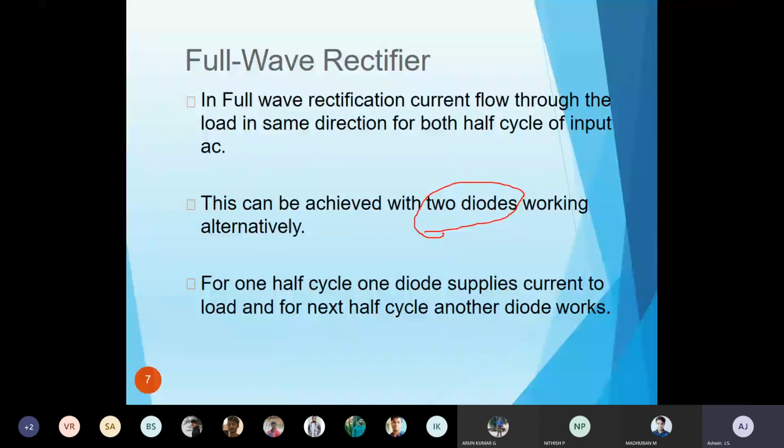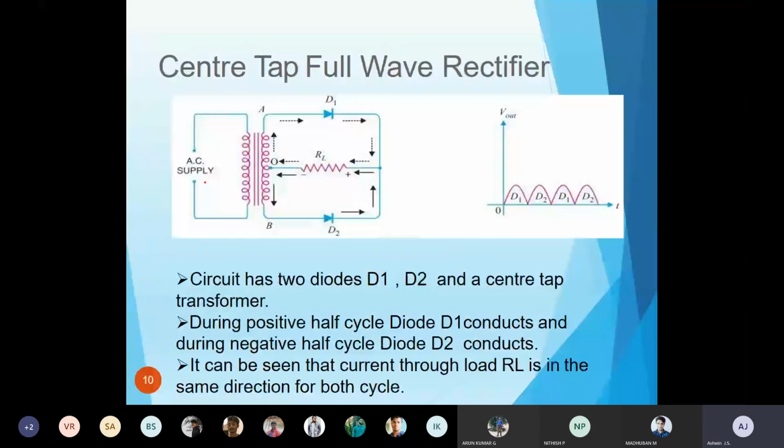Okay, let's see the operation here. So this is your transformer. This is a special type of transformer which has a center tap. I think you studied about the transformer, right?